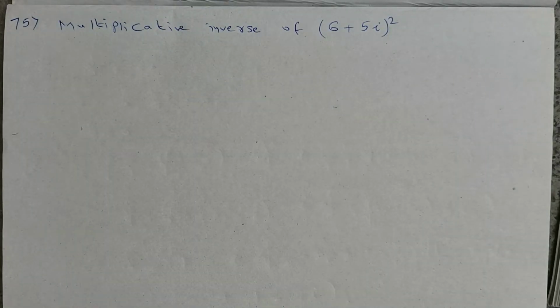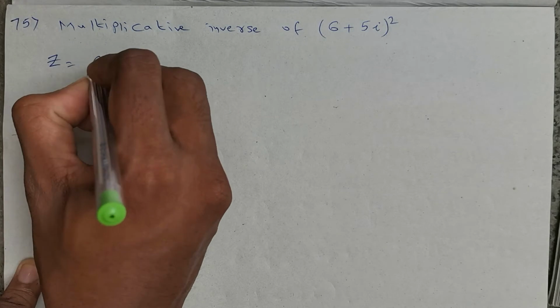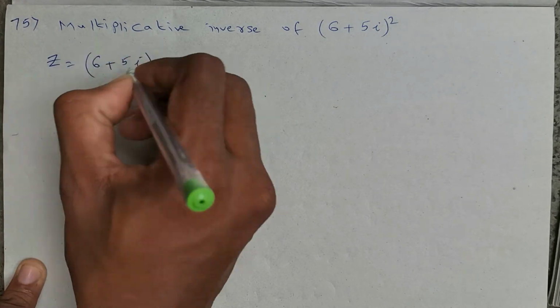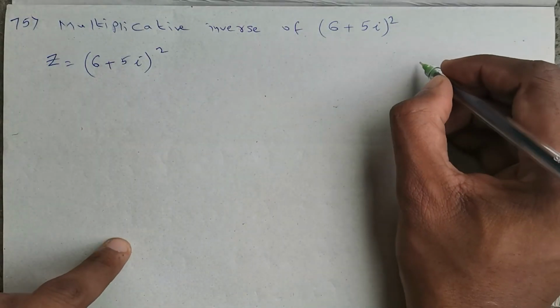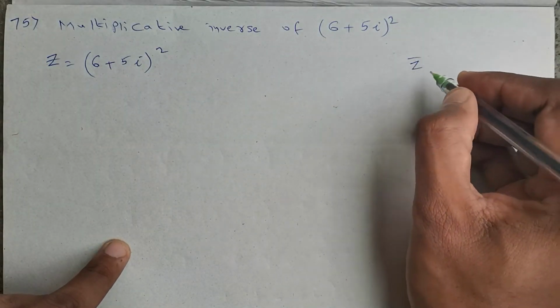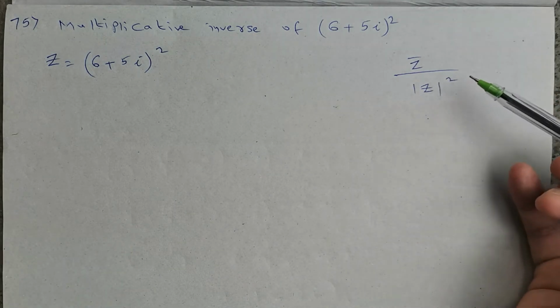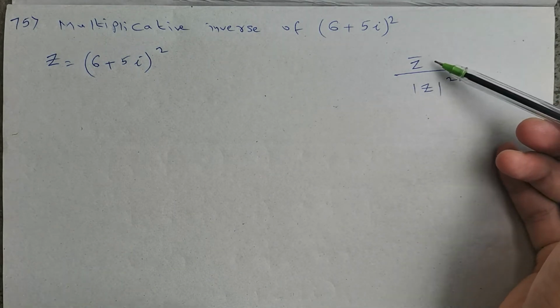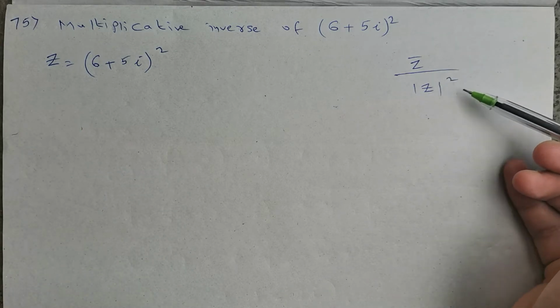Okay, the next question is, what is the multiplicative inverse of 6 plus 5i whole square? So the given question I will take as z. z is equals to 6 plus 5i whole square. What is the formula for multiplicative inverse? Multiplicative inverse of z is nothing but z bar divided by modulus z whole square. So first let us find the z bar. Here z bar is nothing but the conjugate of the given, and modulus z square we will find out.